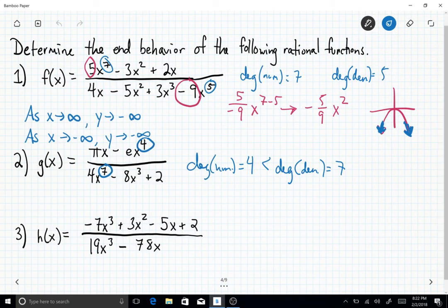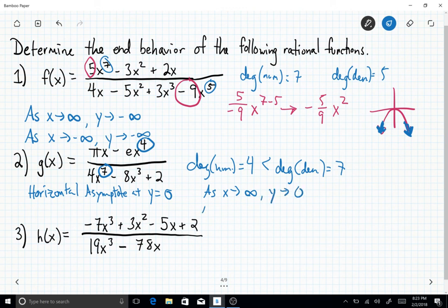So I'll write that down. Horizontal asymptote at, remember it's always y, not the x, at y equals 0. So what does that mean? Well, that means as x goes to infinity, y goes to 0, and as x goes to negative infinity, y goes to 0 as well.